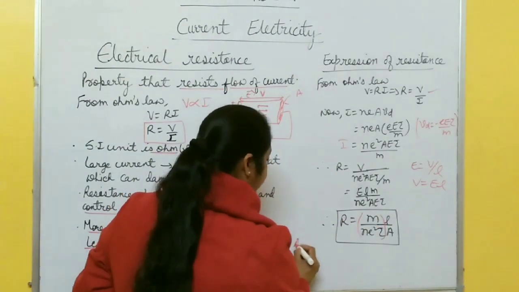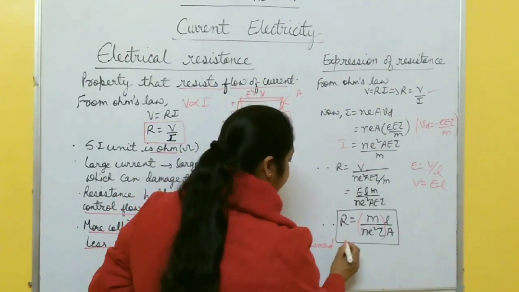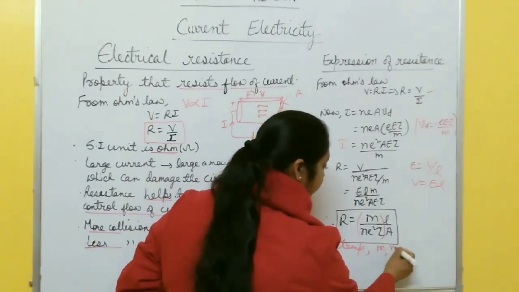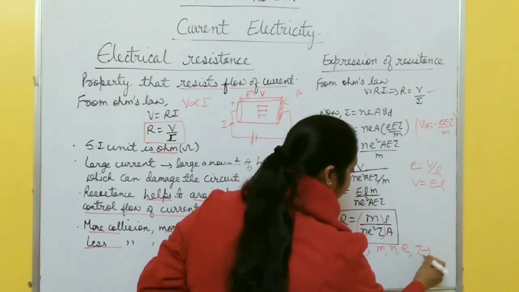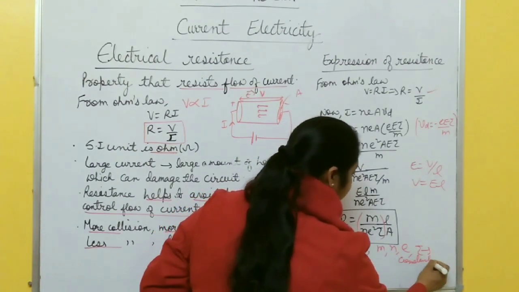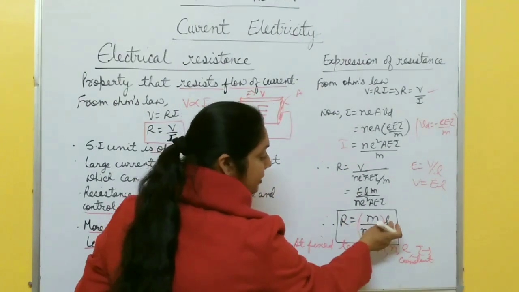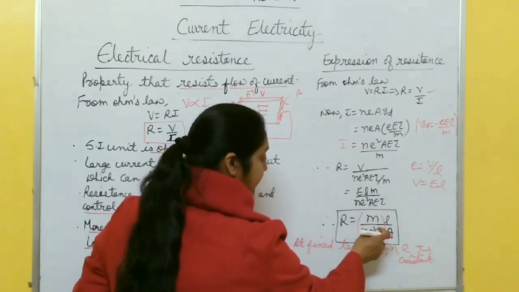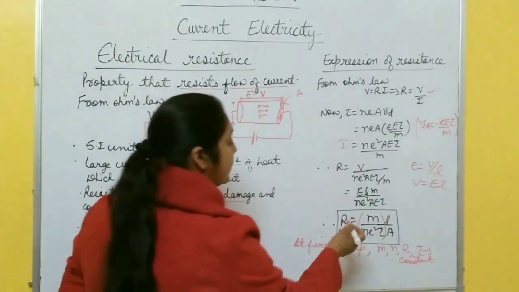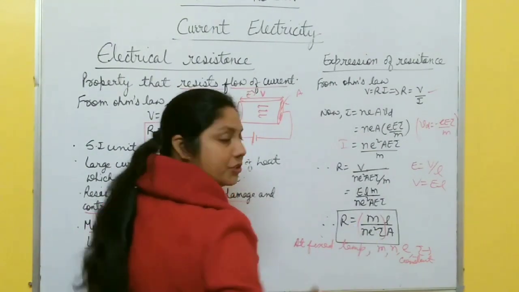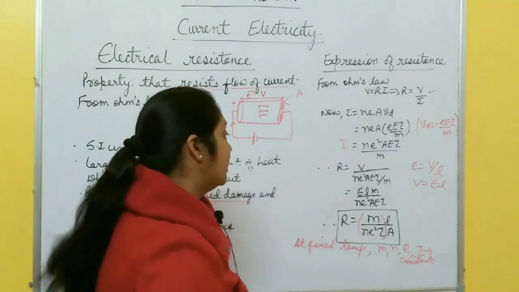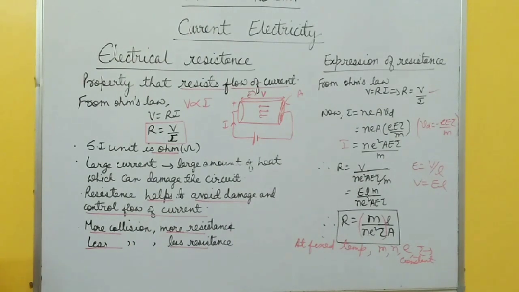Actually, at a fixed temperature, the mass of electron, number of electrons, charge of electron and relaxation time are all constant. So resistance basically depends on the length of the conductor, the area of cross section of the conductor, and this constant term. If temperature changes, this term also changes; it is temperature dependent. So resistance also depends on temperature and nature of material. Please take a screenshot of this.